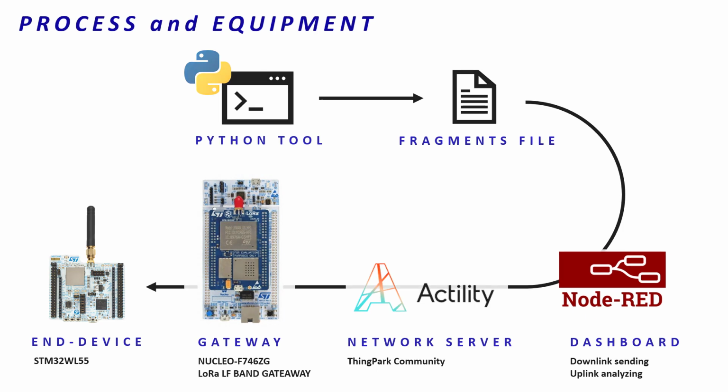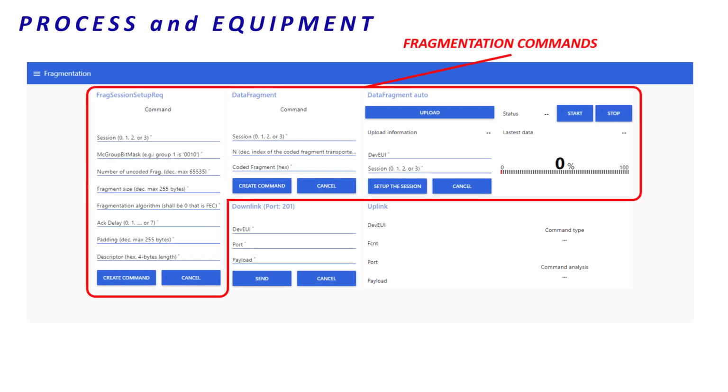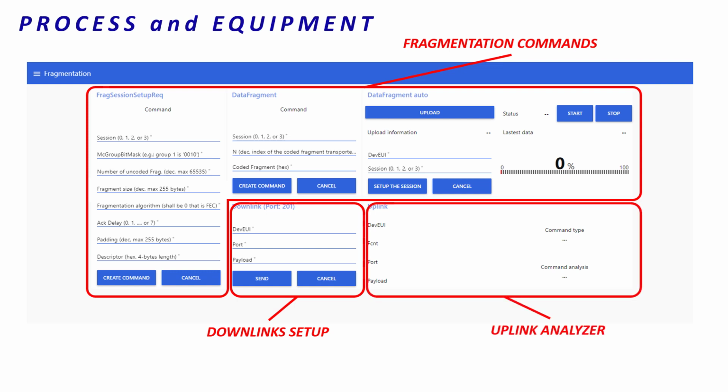And before starting, let's have a look at this dashboard. On the left and on the top are sections. They describe the main fragmentation commands. Actually, several other commands exist, but we will only focus on the most useful of them for the demonstration. This Node-RED dashboard is connected to Actility network server. That means it allows us to send downlinks and receive uplinks. At the bottom, there is a downlink area and an uplink analyzer. It will help us to understand payloads received from the end device.